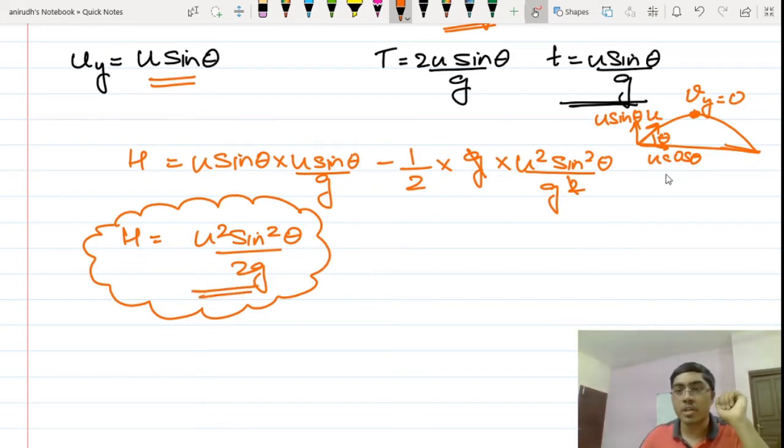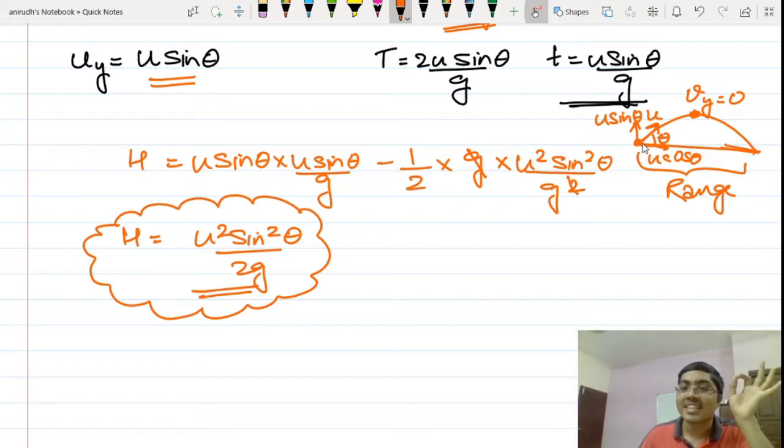Now we have one more component also, that is this much distance, that is called the range of the projectile. Range is actually the horizontal distance covered by the projectile in its motion from the initial position to the final position. Come again. Horizontal distance covered by the projectile in its motion from the initial position to the final position. So how will I get this?